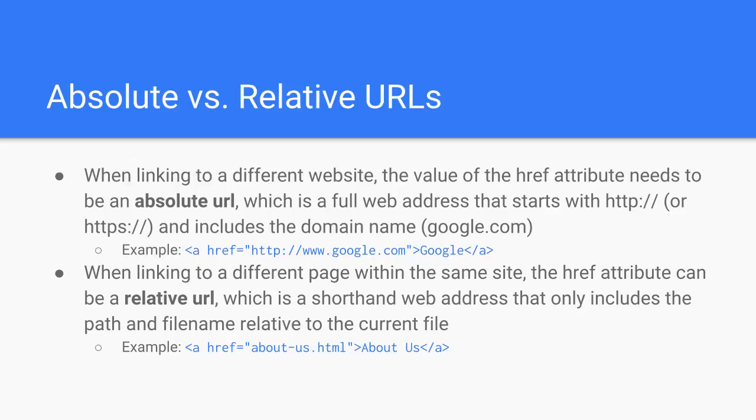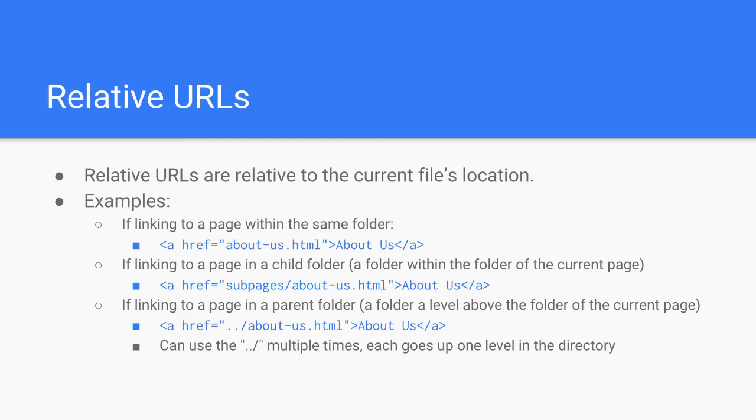The other option when we're linking to a different page within the same site is to use a relative URL, which doesn't include the HTTP, it doesn't include the domain, but it includes a relative path to our current location. So it's kind of a shorthanded address. For instance, if we have an href that just says aboutus.html, clicking that link will go to whatever website we're currently on /aboutus. So if we're on google.com and we click a link that just has aboutus.html, it'll go to google.com/aboutus.html. So it's important to understand the difference there.